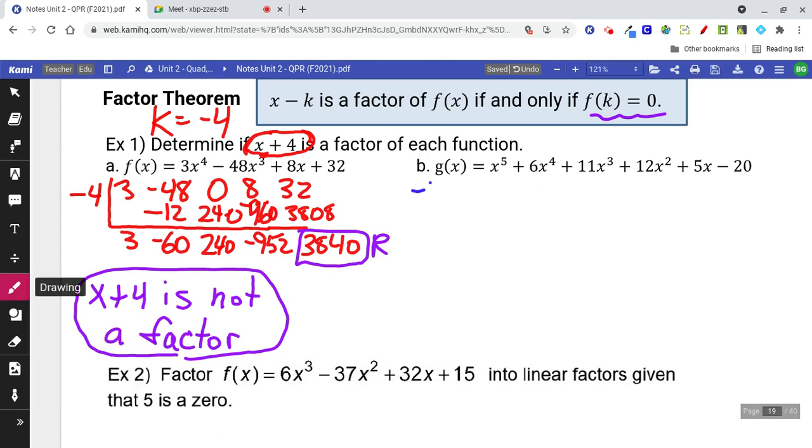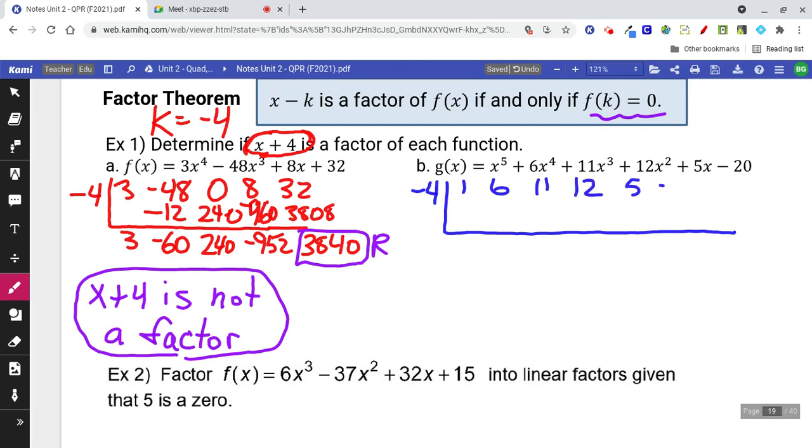Same thing. We want to look at the 0. You don't use the plus 4 in the factor. You use the 0. Negative 4 plus 4 is 0. So 1x to the 5th, 6x to the 4th, 11x to the 3rd, 12x squared, 5x, and minus 20. Notice I didn't need any placeholder zeros this time. Same process. Add down and multiply.